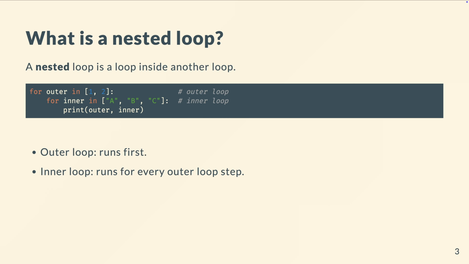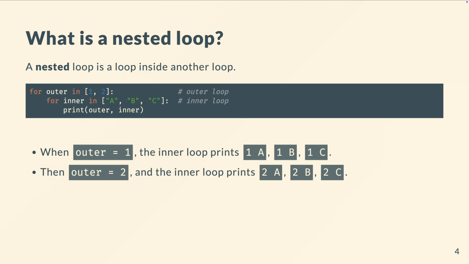Inside that outer loop, we have another loop. It says, for inner in a list of A, B, C, then a colon. That means inner will take A, then B, then C. Notice the indentation. The inner loop is indented under the outer loop, so Python knows it is inside the outer loop. And the print line is indented under the inner loop, so it runs once for every inner step. So each time we print the current outer and the current inner together, like a pair.